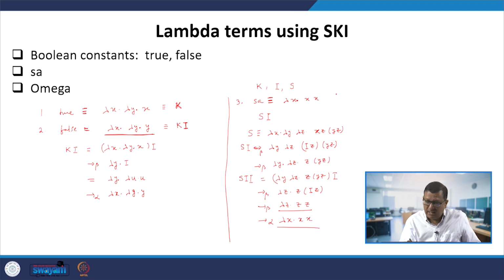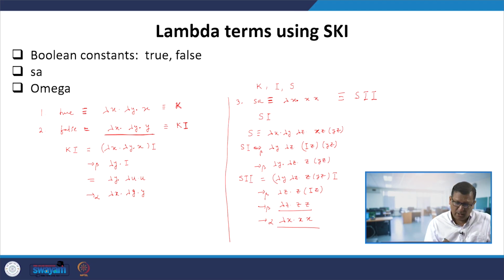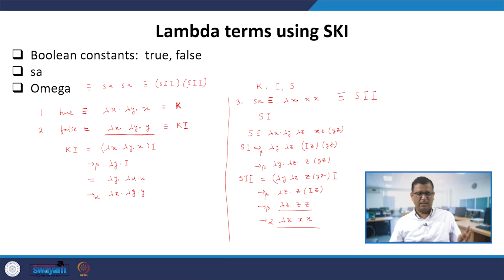So SA then means SII. SA means SII. And omega is SA. So that is then SII of SII. Thus these simple terms like true, false, application, self application and omega, all of them can be written in terms of only three combinators. These are S, K and I.